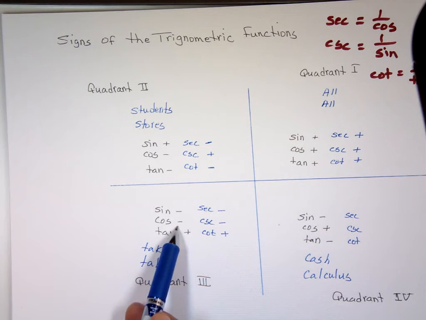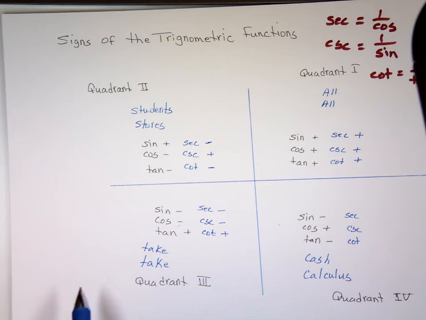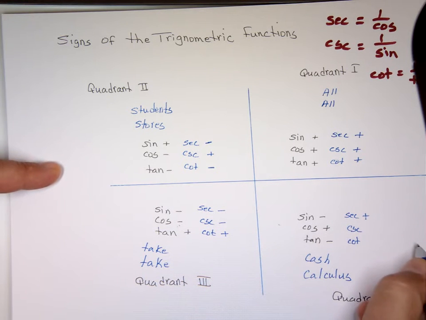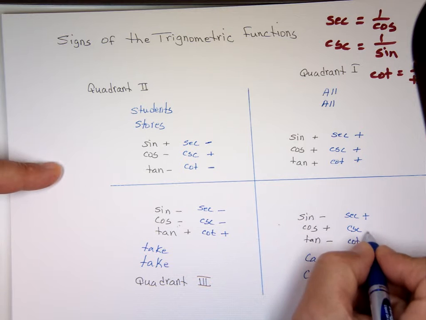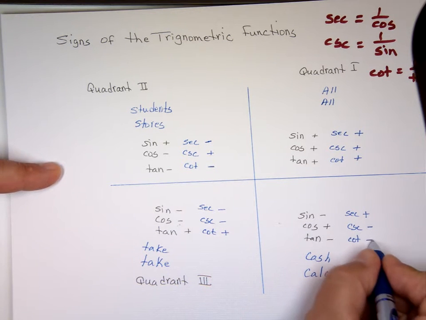Secant is 1 over the cosine. 1 over a negative number, that's negative. Cosecant is 1 over sine. 1 over negative, that's negative. Secant is 1 over cosine, that's positive. Cosecant is 1 over the sine, that's a negative. Cotangent is 1 over the tangent, that's a negative.